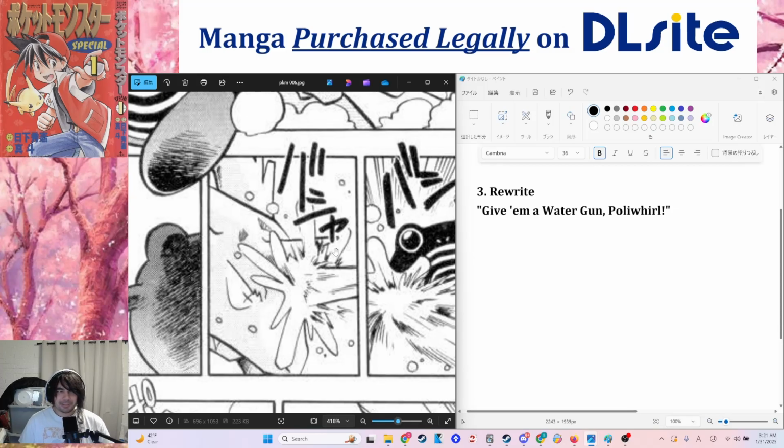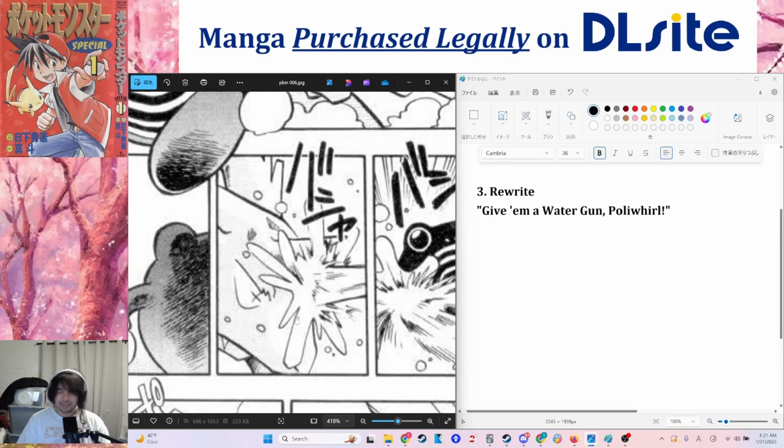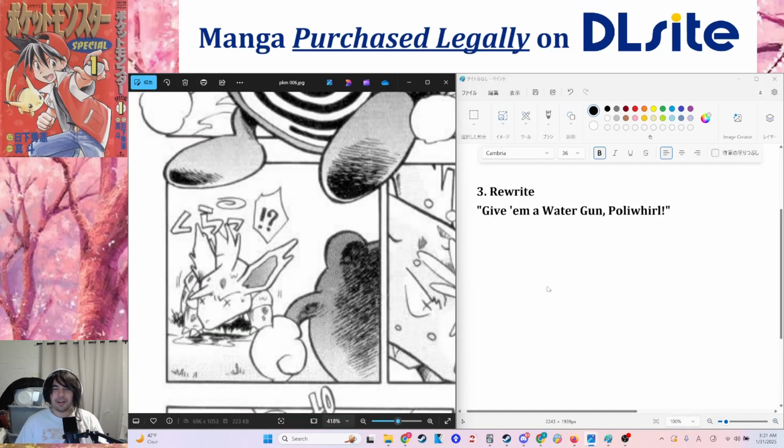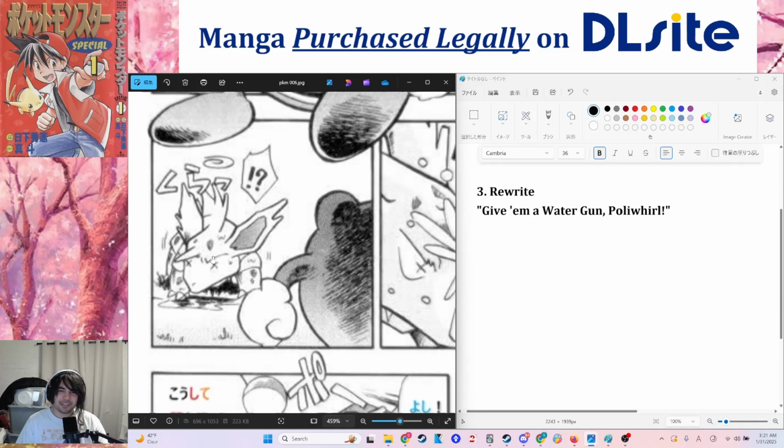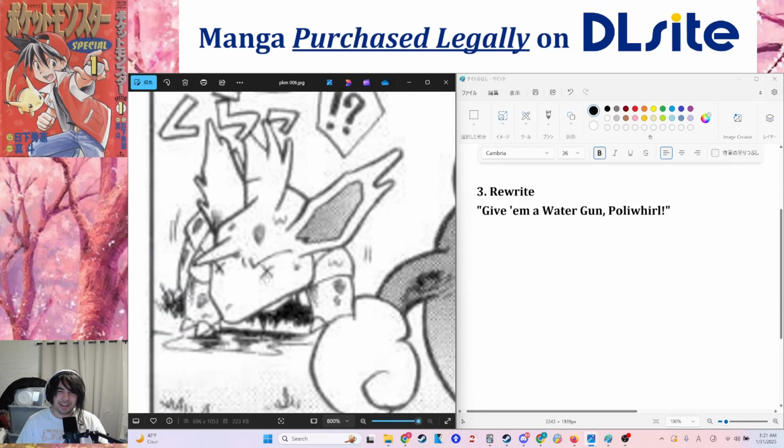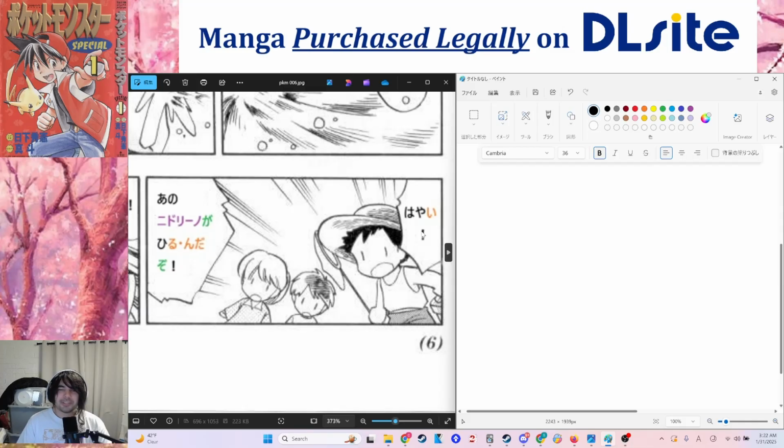Okay, these next 2 panels are just action panels. Don't really have much that we can translate here. So Nidorino gets hit with the water gun. And oh my gosh, it's super effective. Oh, look at those eyes. Definitely not having a good day today. Finally get to the next panel and oh my gosh, these toddlers sure are impressed with the way we use our Pokemon.